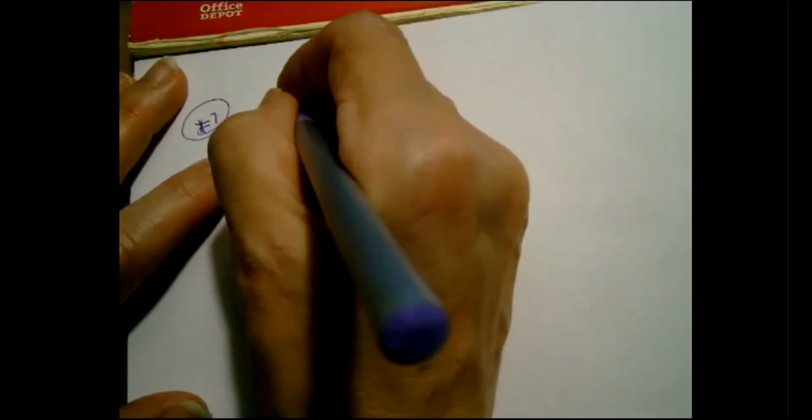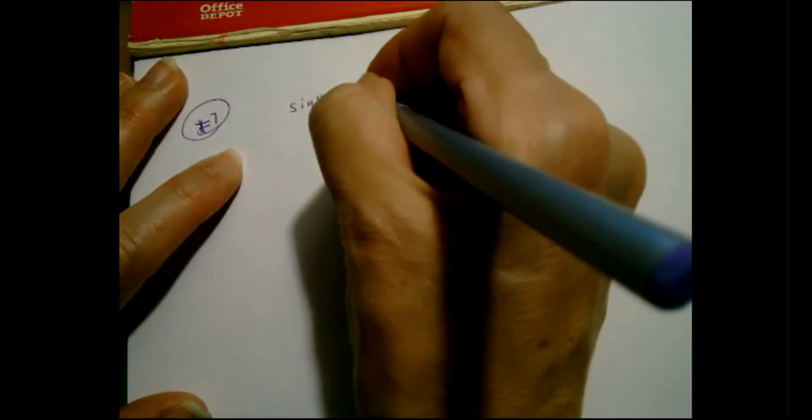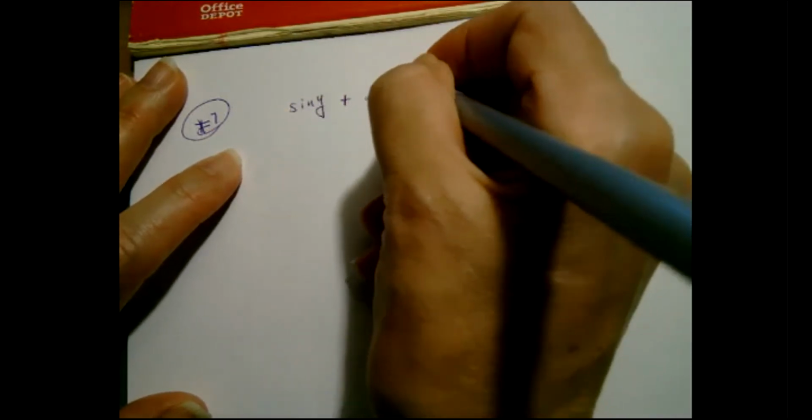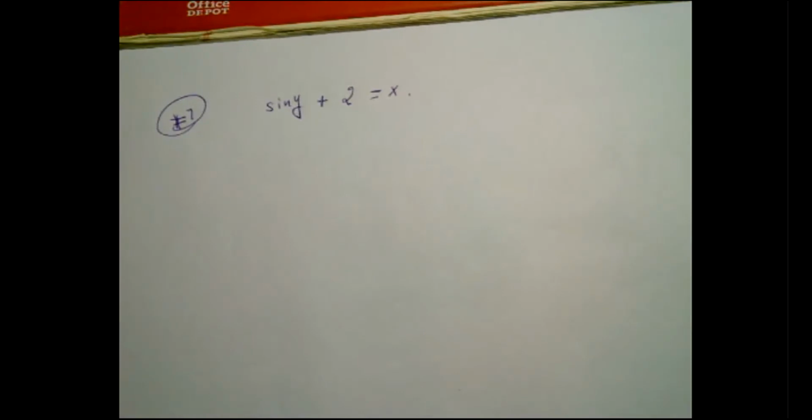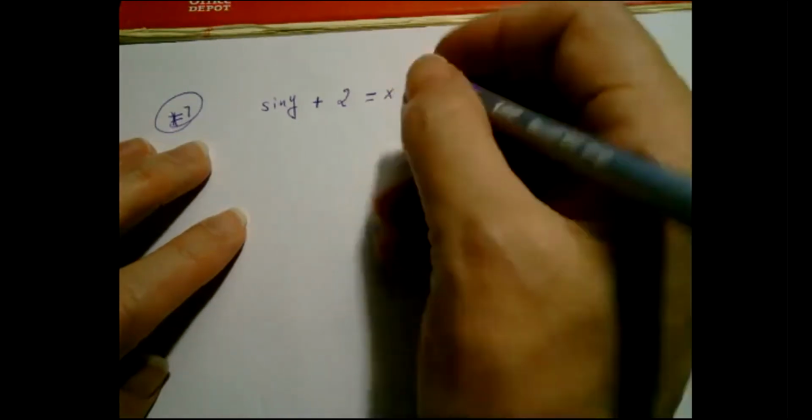Then we're going to sketch some. If we have time, we will sketch some of them. I mean, not sketch them, we will see how they look like. So let's look at number 7. Number 7 is sine of y plus 2 equal to x. And I need to find dy dx.